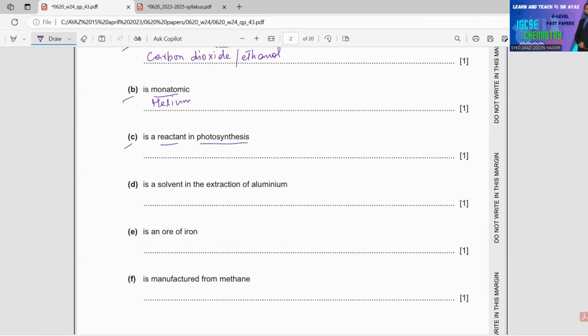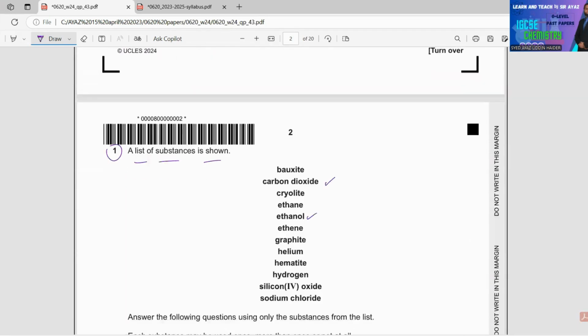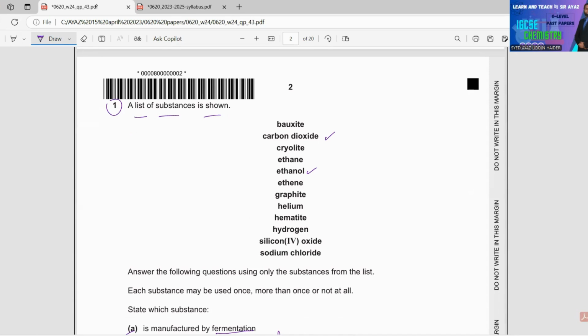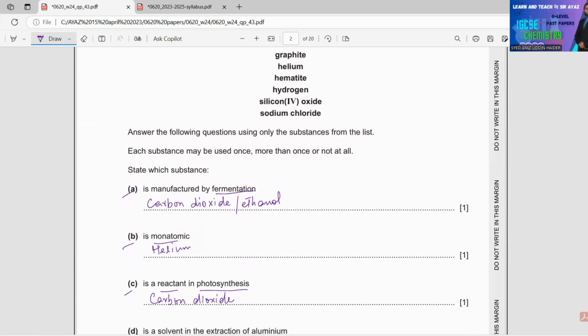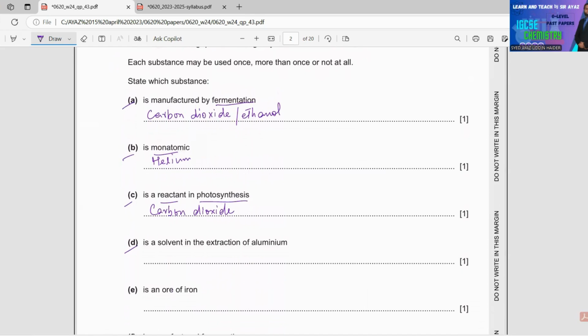D is a solvent in the extraction of aluminium. In the extraction of aluminium, the electrolyte used is alumina. It has very high melting point. In order to reduce its melting point, or you can say decrease operating temperature, as well as acting as a solvent in which this aluminium easily dissolves. It's cryolite. Cryolite is the one which is used as a solvent here. So you write cryolite.